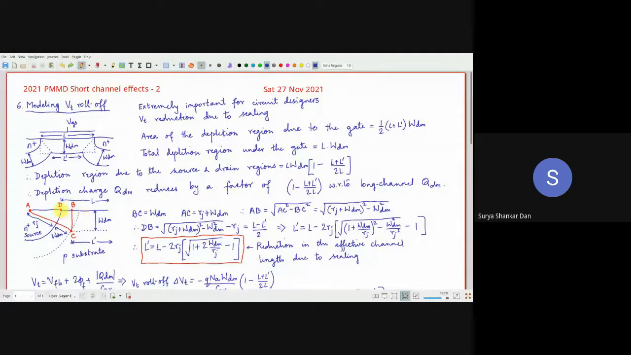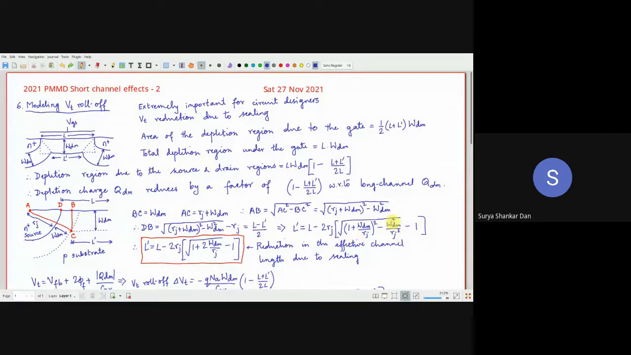Now notice this dB is nothing other than L by 2 minus L dash by 2. Why is it by 2? Because we are essentially looking at only half of the channel over here, only due to the source. Okay. The other half will appear on the drain side. Okay. So that will become L minus L dash by 2, from where we will be getting L dash is equal to L minus this factor.